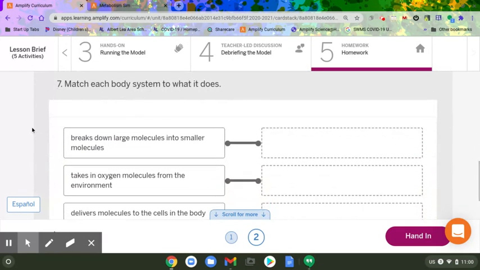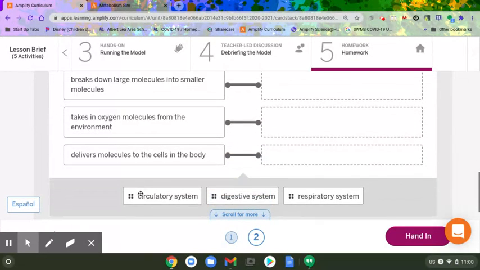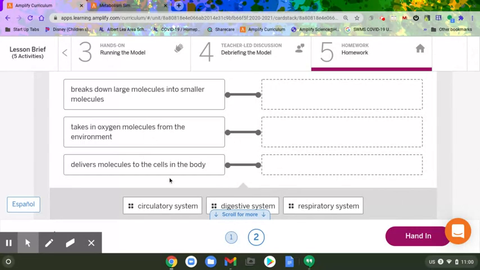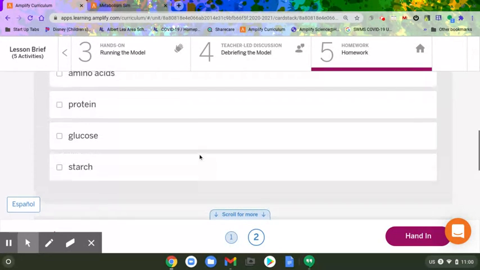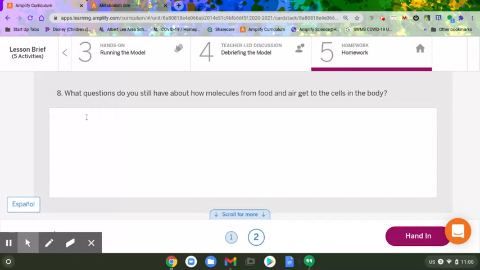The next one is asking you to match the body systems to their jobs. So you have 3 systems to talk about: circulatory, digestive, and respiratory. So hopefully from the sim, you can kind of figure out which one does what. And if you're not sure, remember in the Google Classroom, your notes and resources section, you do have a glossary there. You also have a glossary in Amplify if you need it to double check your answers, but you should get 100% on number 6 and 7. No question about it. Number 8, you do not have to do it. If you have questions, please type them there, but you're not required.